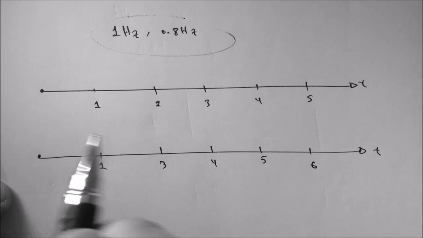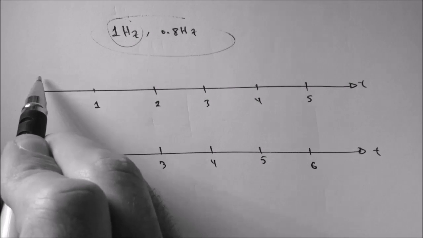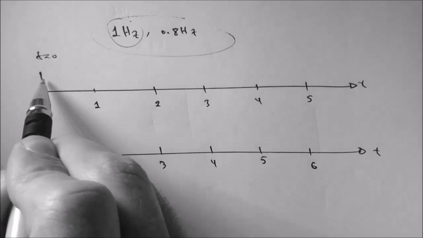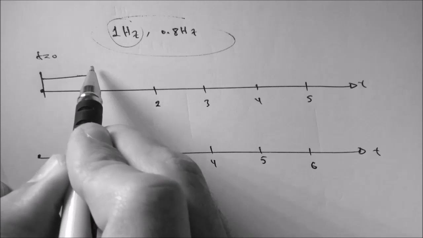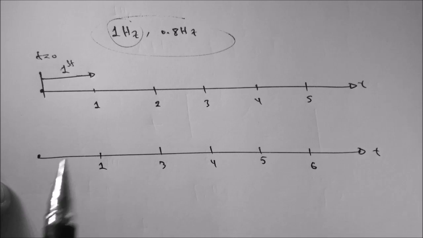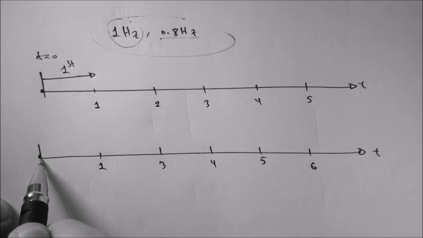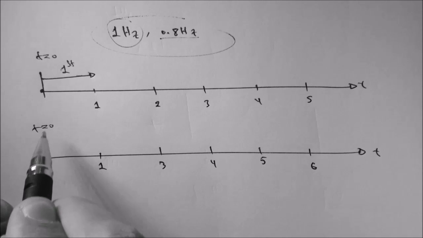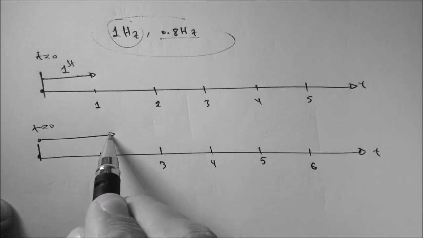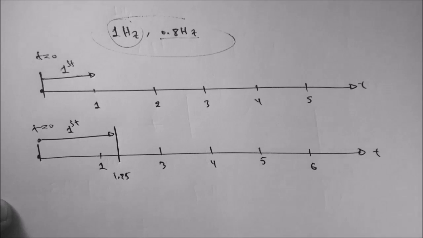Now, the first signal will have a duration of 1 second. So starting from t equals 0, its first cycle ends at t equals 1 second. So this is the first cycle of the first signal. The second one, with 0.8 Hz frequency, has a duration of 1.25 seconds. So its first cycle starts from t equals 0 and ends at t equals 1.25 seconds. So this is the first cycle of the second signal.